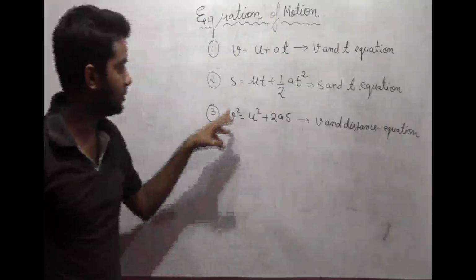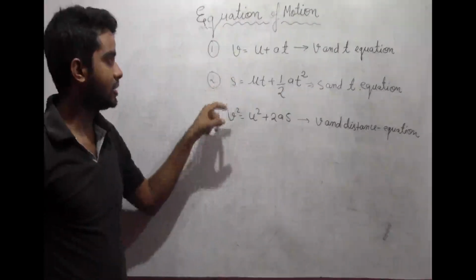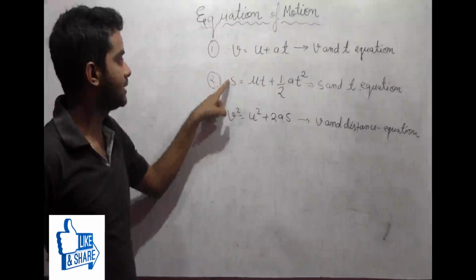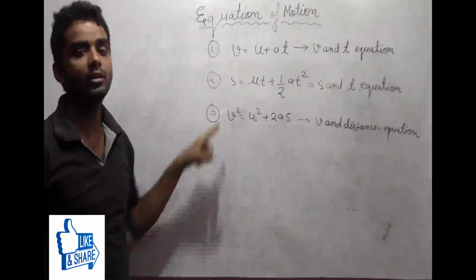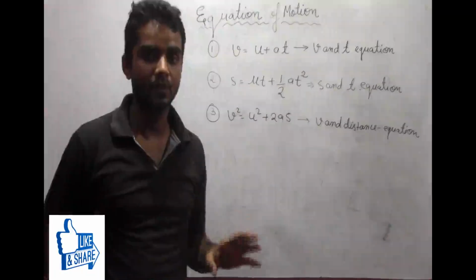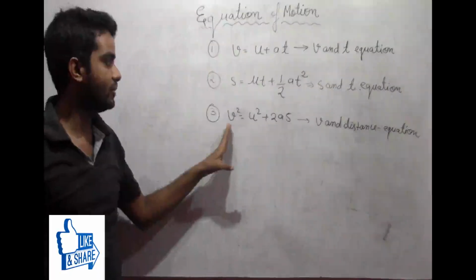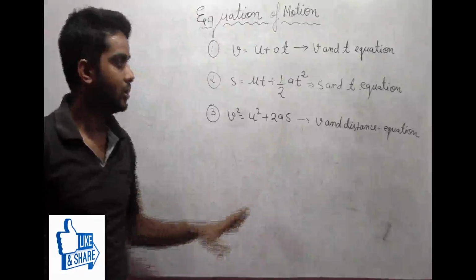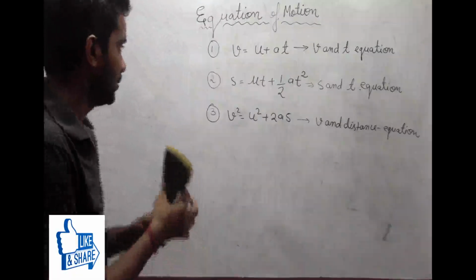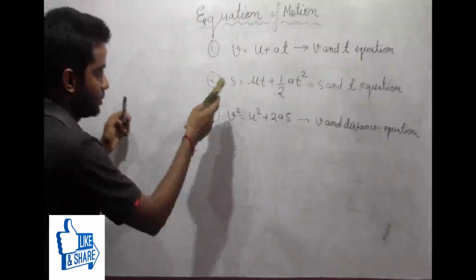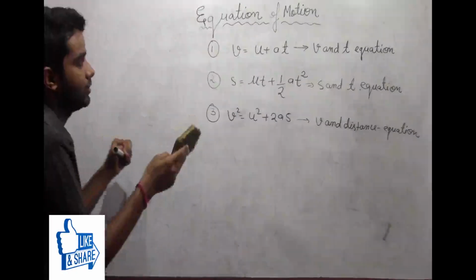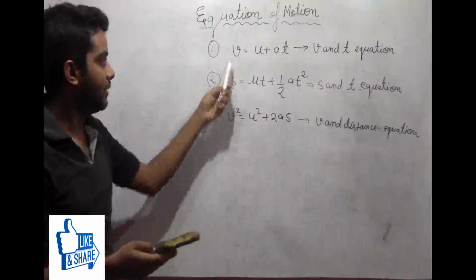In the second equation of motion, at this level we will say this is the distance, but at a further level you will say that this is not a distance, this is a displacement. Your third equation of motion is V square is equal to U square plus 2AS. Now let us describe each equation and how you can derive every equation.